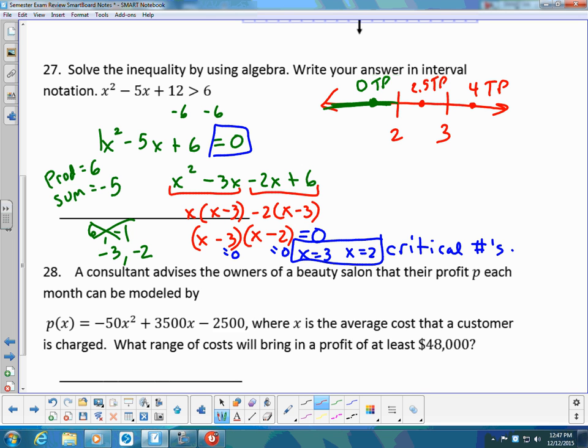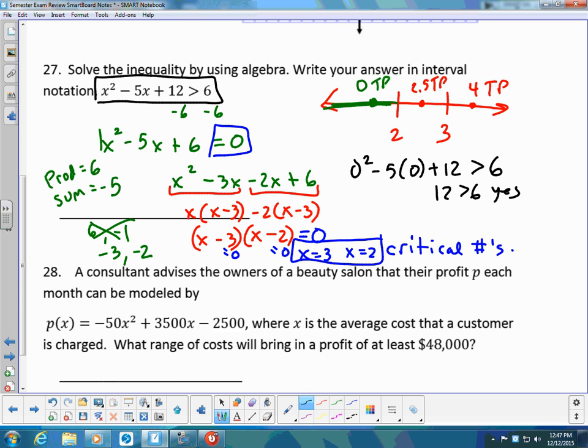I want to plug those all in individually into the original inequality to see whether it's a true statement or false statement. If I try plugging in 0, I get 0 squared minus 5 times 0 plus 12. Is that greater than 6? So that's going to be 12 is greater than 6, and that's a yes. So I'm going to write a yes right here, because not only does 0 work, but everything in this region here is going to be a solution.